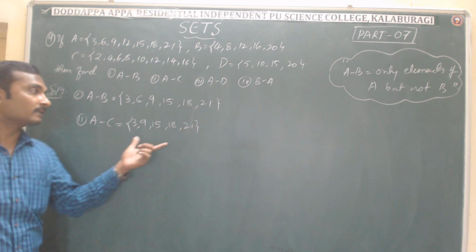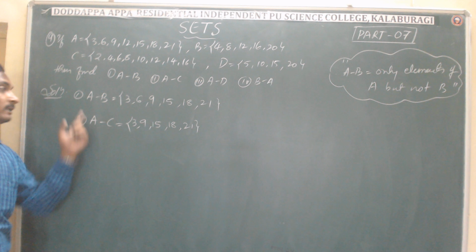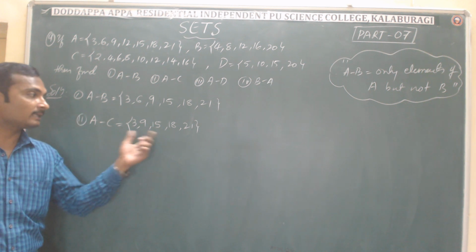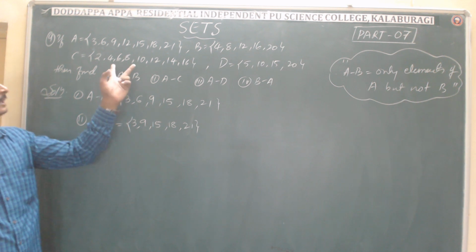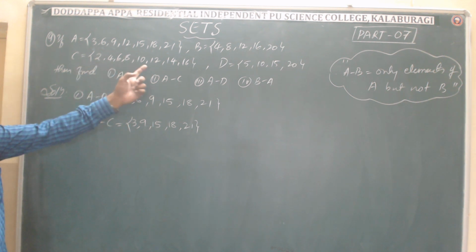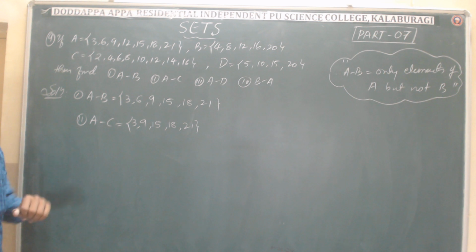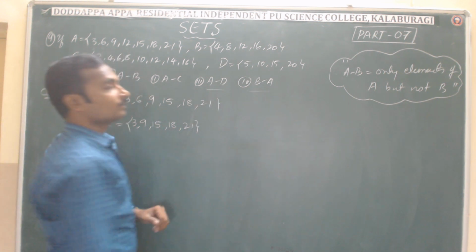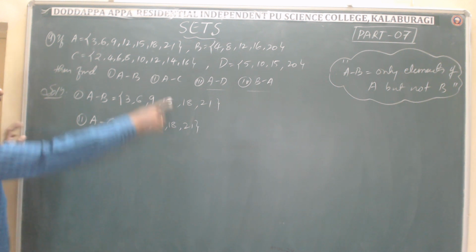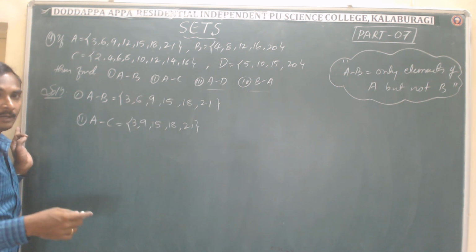You can observe that these elements are present only in the first set A. You can see 3, 9, 15, 18 and 21 are only present in A but not C. You can observe here that there is no 3, 9, 15, 18 and 21 element in the set C. So likewise, you have to find the rest of the problems. So let me help with these two, and the remaining problems you can work out at home.